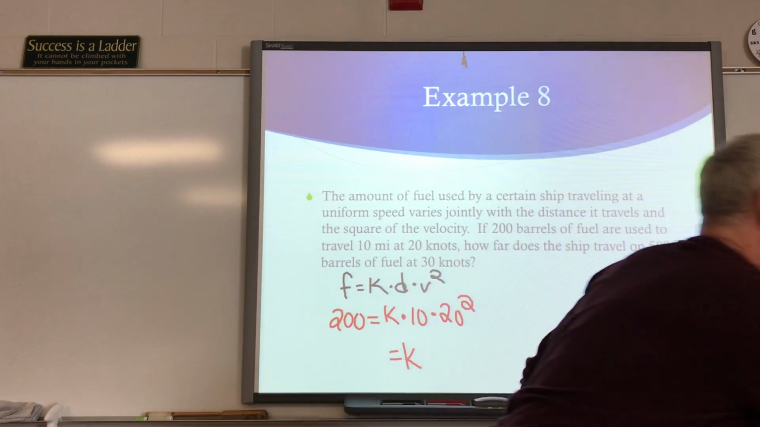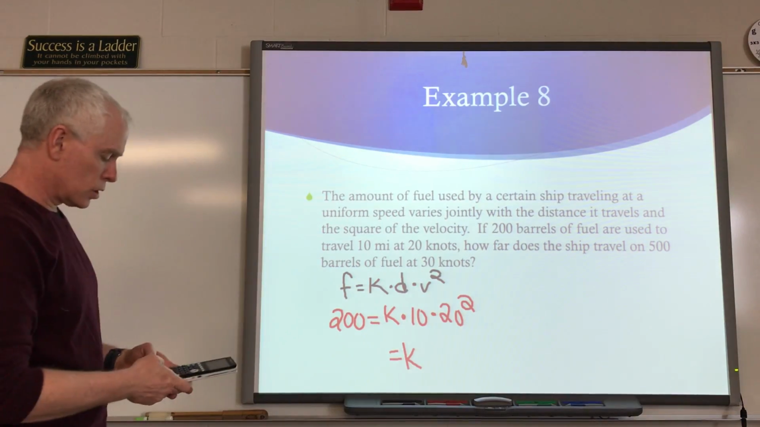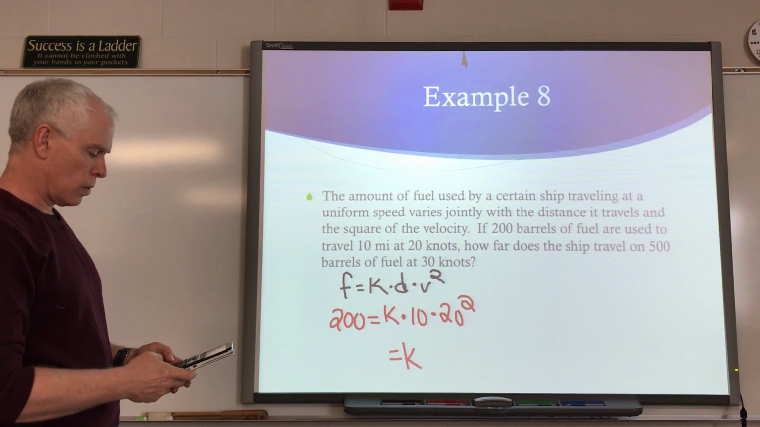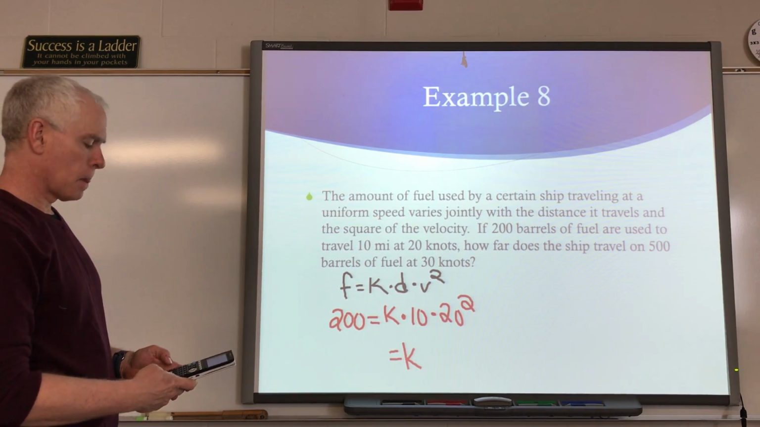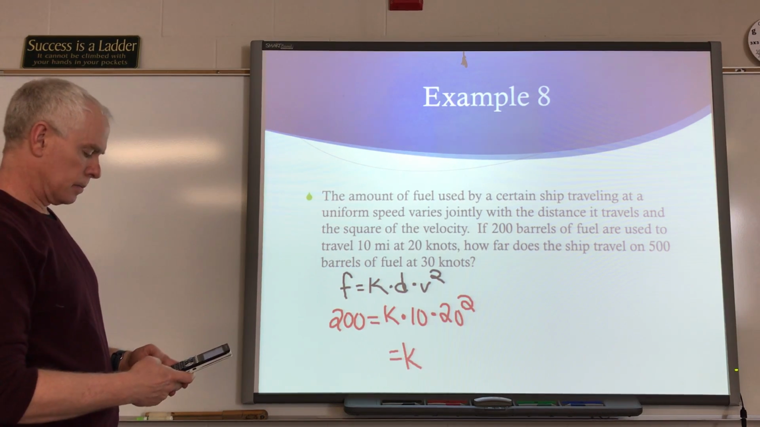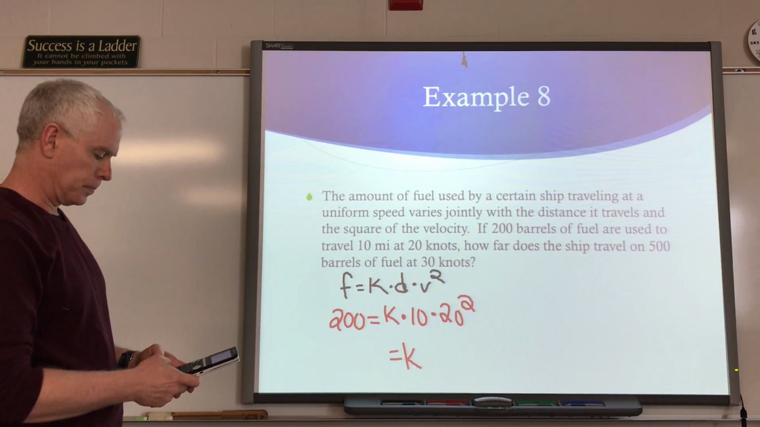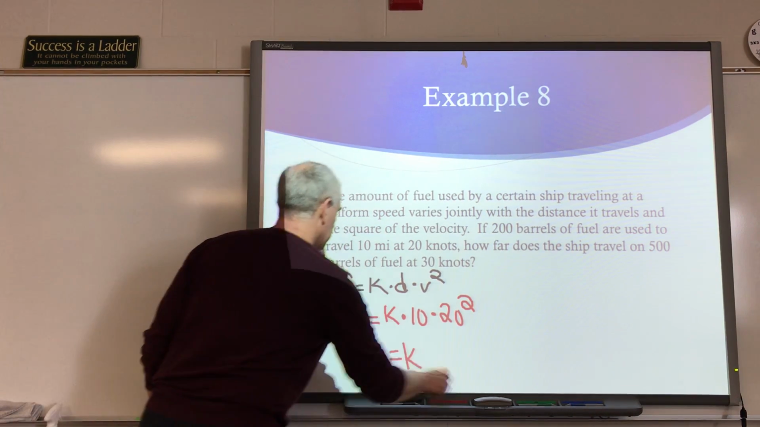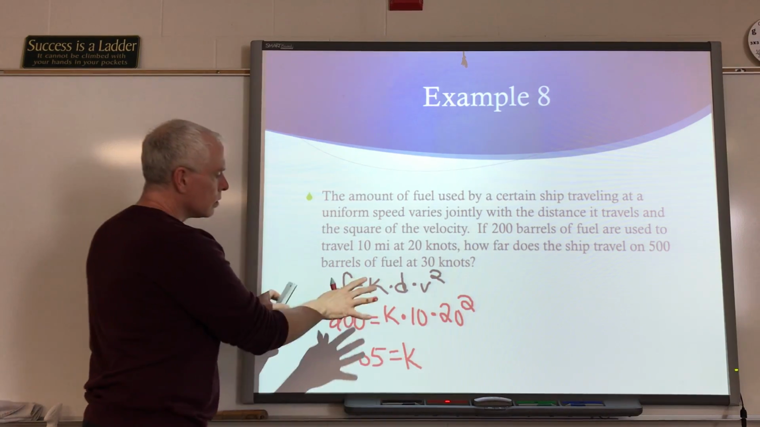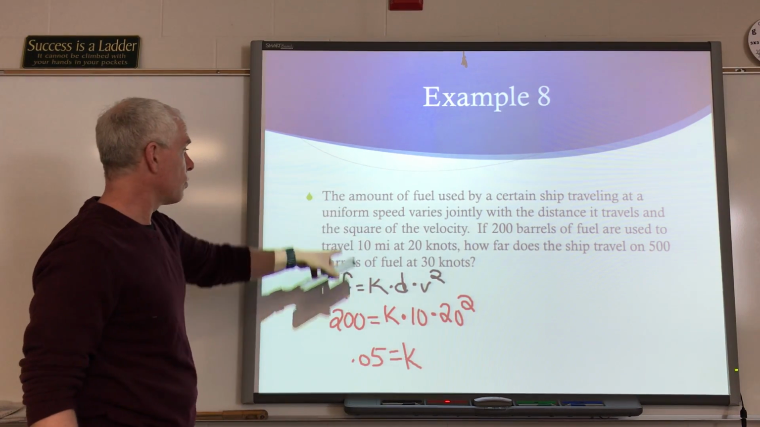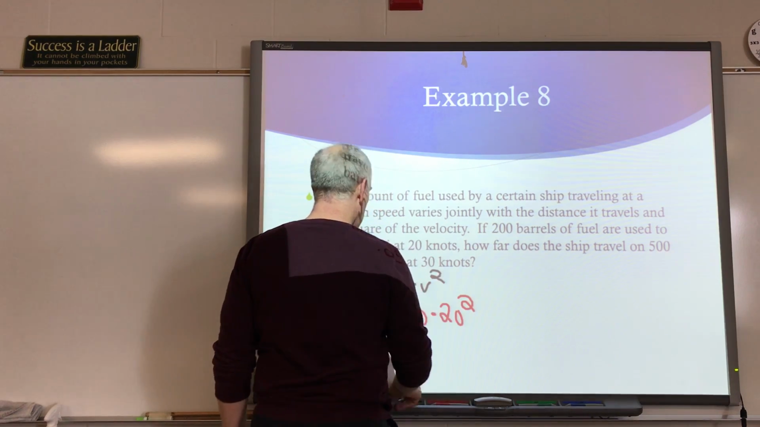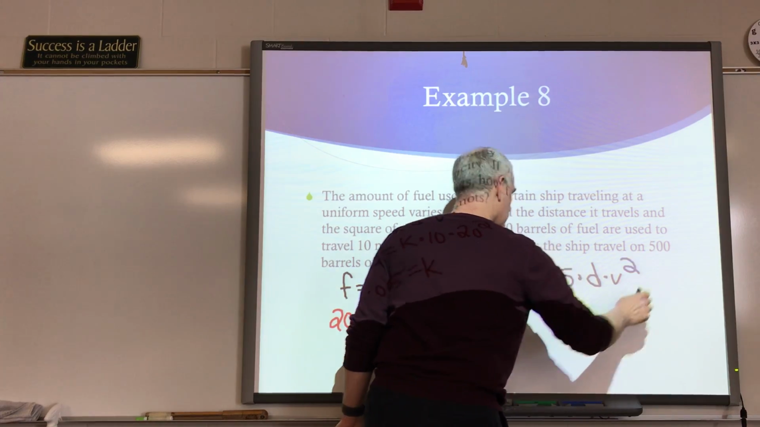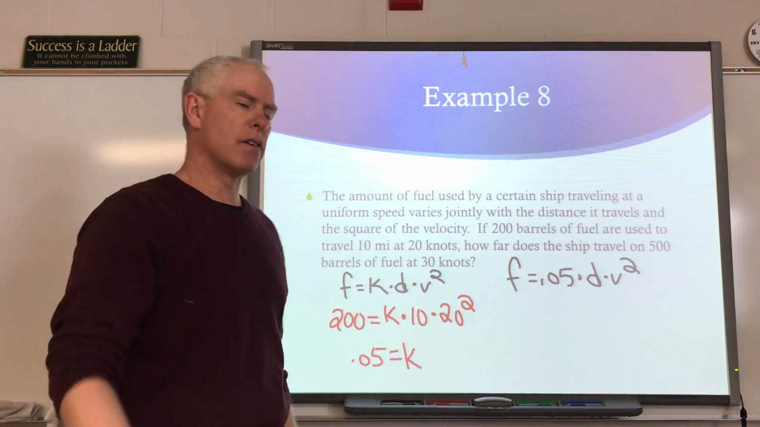So think to yourself what you would do to solve this. I'm going to have to take 200 and divide it by the 10 and the 20 squared. And I'm going to get 0.05. So a model that can be used for this situation is F equals 0.05 times D times V squared, because now I know that constant of variation.